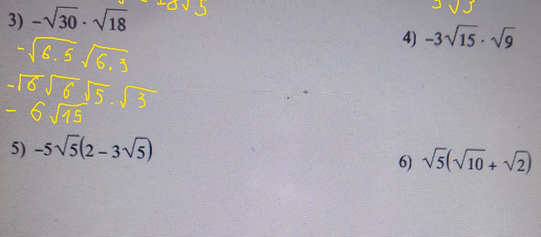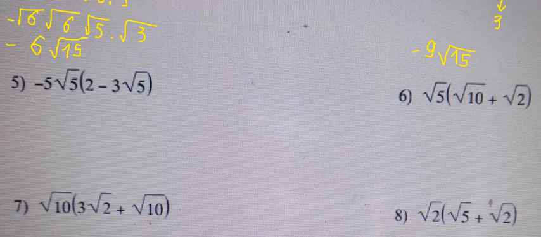Now let's go to the next one. The square root of 9, you got 3. 3 multiplied with 3 in here, you got negative 9 multiplied with the square root of 15.